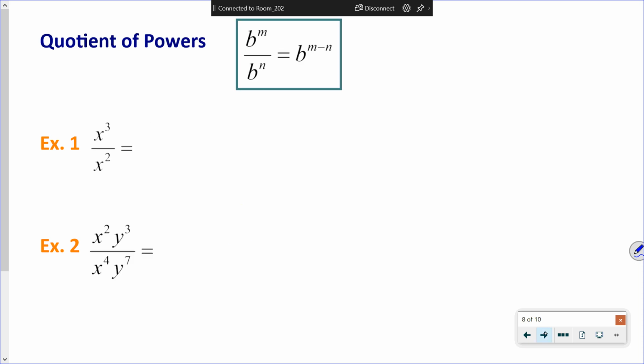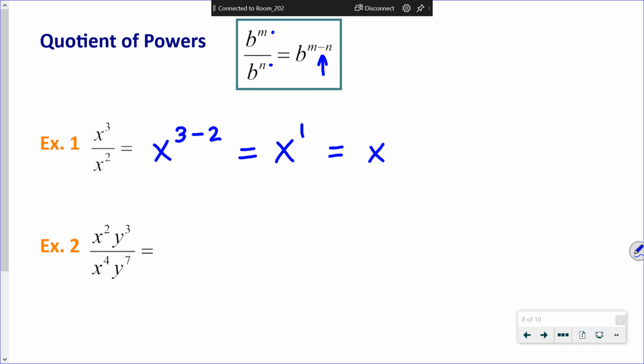What about when we've got division? So if you've got a power divided by a power, the rule says you take the top power and you subtract the bottom power, as long as the base is the same. And so in this first example, I'm supposed to take the top power and minus the bottom one, which is actually just x to the first power, or just plain x.